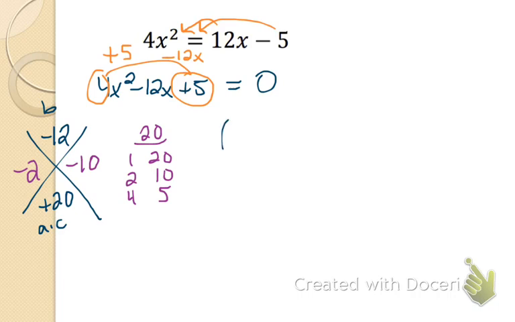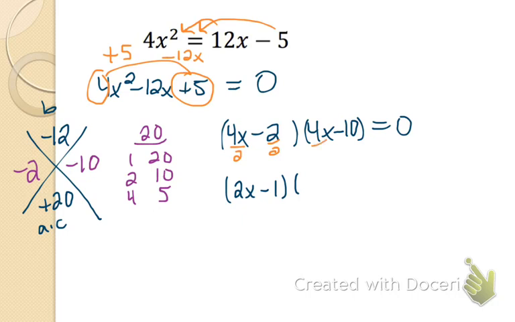So we set up our binomials. They're equal to 0. 4x must go in both of them. We have minus 2 and minus 10. Then we have, okay, well, 4 times 4 does not give us 4. So we got to reduce it a little more. This can be reduced by 2. And the second binomial, well, this can also be reduced by 2.